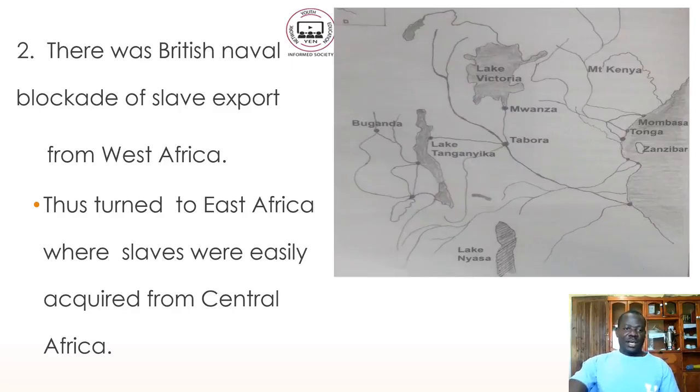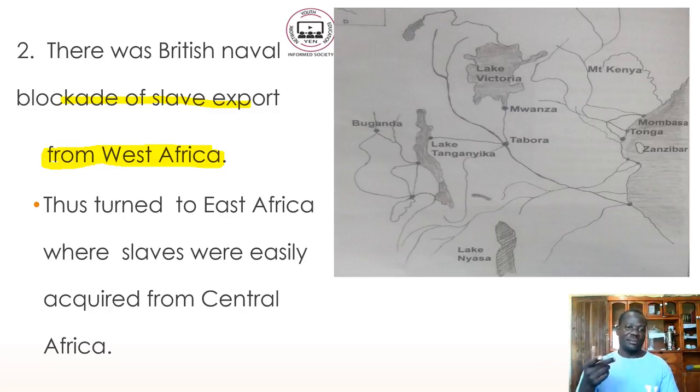And also, there was the British naval blockade of slave export from West Africa. As you may recall with the Great Triangle slave trade that we looked at in Form 1, that one started in West Africa. The Europeans were coming to West Africa to get slaves and sell them in America and enjoy the profits in Europe. So it was called the Great Triangle.